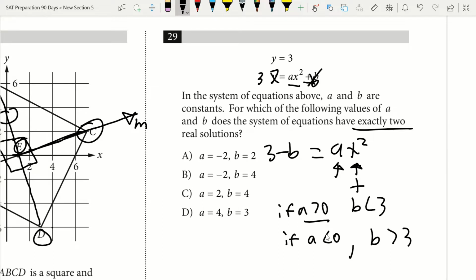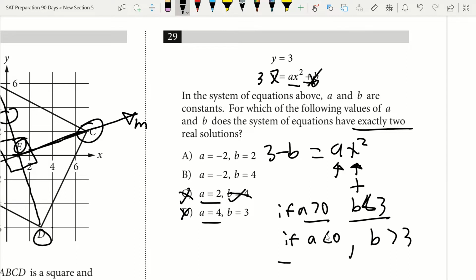Now that I've determined that criteria, I can just find which answer choice fits that. Let's look at our ones with a being greater than 0 first, just because I picked one. So a is greater than 0. Is b less than 3? I'm sorry, I misspoke, that's what I had written down. Is b less than 3? No. We see b is greater than 3, so C is wrong. Option A, is b less than 3? No, it's equal to 3, so that's wrong as well.